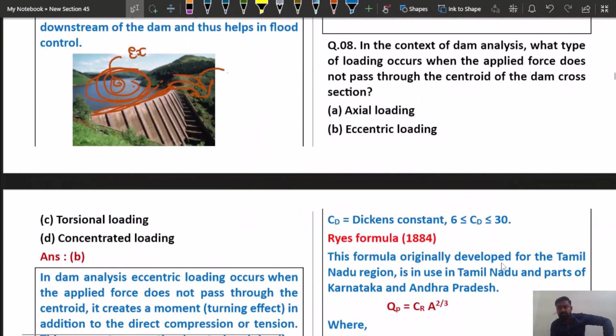In the context of dam analysis, what type of loading occurs when the applied force does not pass through the centroid of the dam cross section? This question asks what will happen if the loading is not passing through the centroid of the dam cross section. In dam analysis, if the loading is not passing through the centroid of the dam cross section, it will be called eccentric loading.